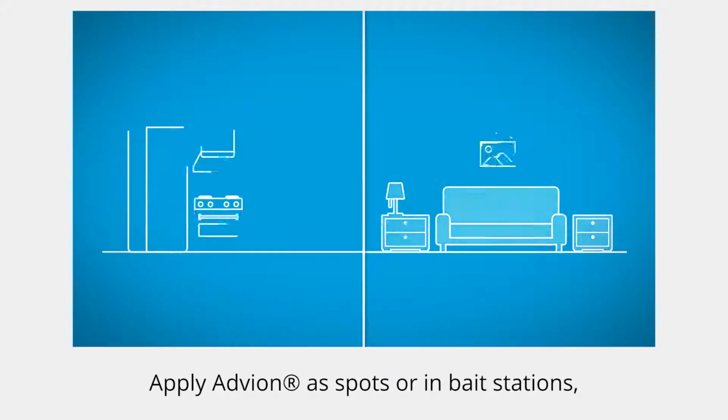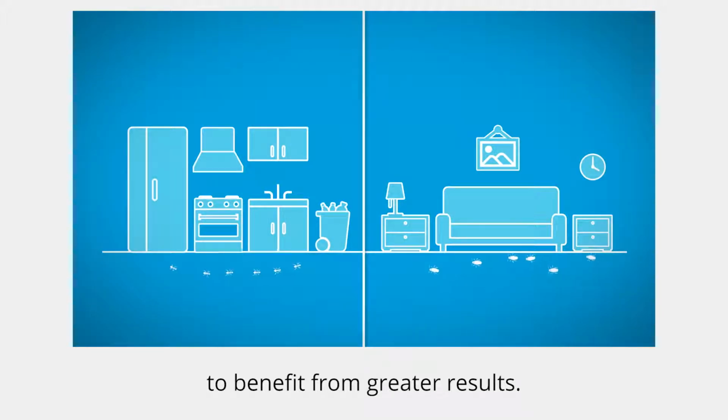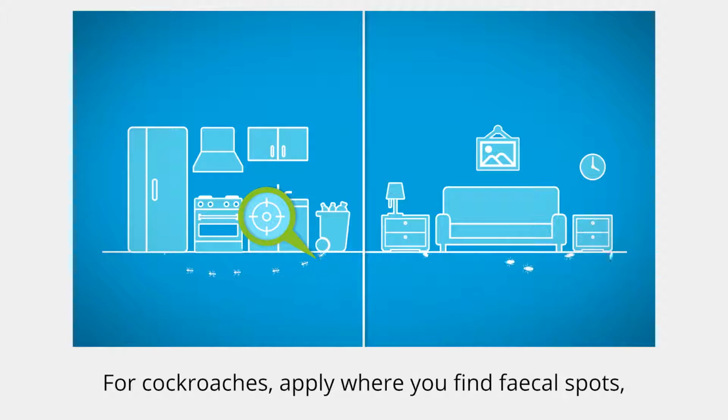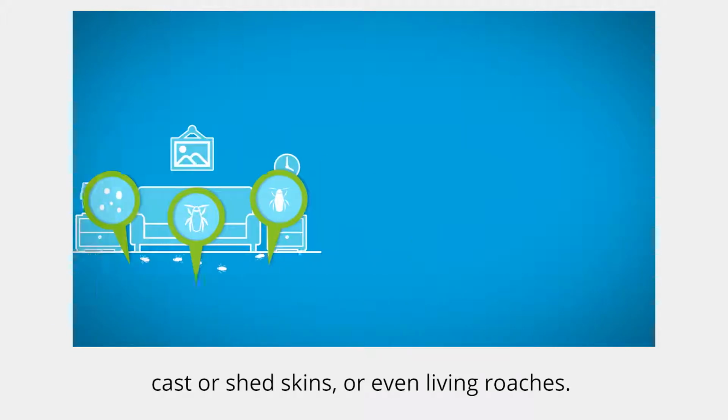Apply Advient as spots or in bait stations where pest activity is found to benefit from greater results. For ants, it is best to apply directly along the ant trails. For cockroaches, apply where you find fecal spots, cast or shed skins, or even living roaches.